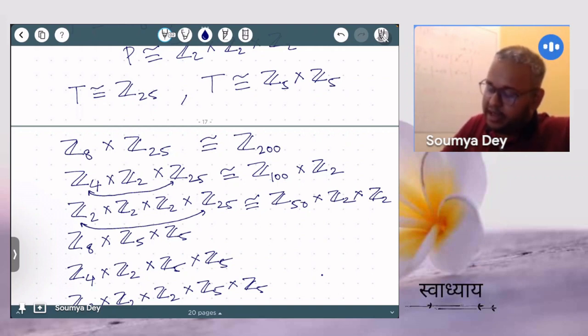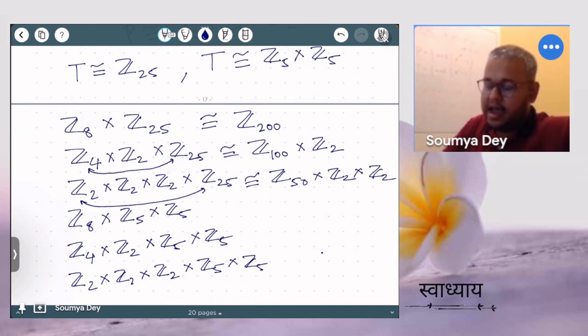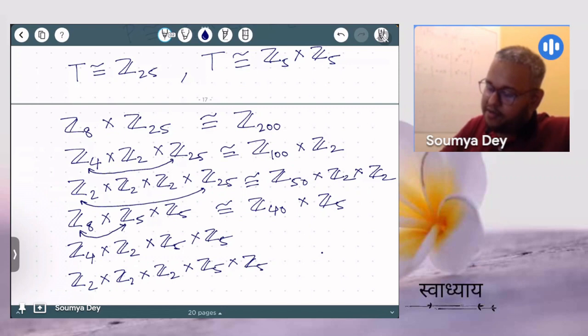Let's do quickly the next ones. So you have Z8 and Z5 here. So the largest power here is 8 and the largest power of 5 is 5. So you club these two, you get Z40 times Z5.